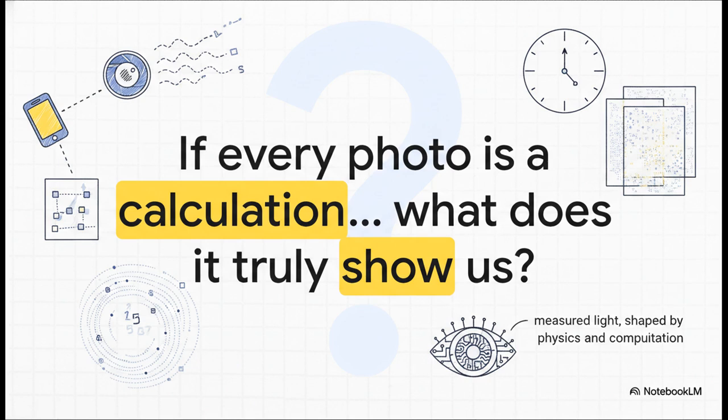And that really leaves us with a final thought to chew on. If every single photo you've ever seen is a heavily processed, calculated interpretation of light that's already gone, what are we truly looking at? It's not really a frozen moment in time. It's a record of measured light that's been shaped by both physics and software. And you know what? That kind of makes every single image you see just a little more amazing.